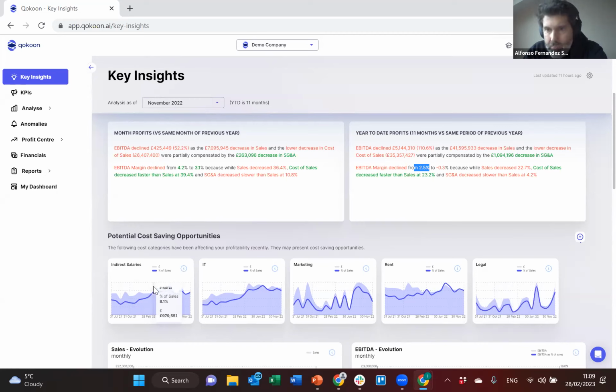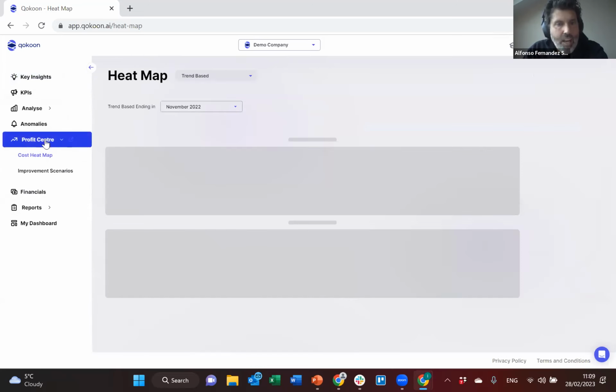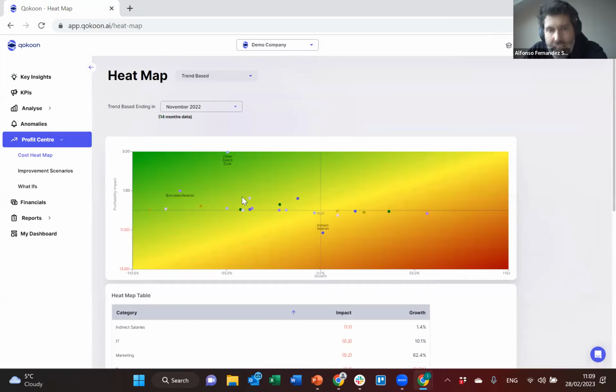You see how all of them have been increasing recently? So we tell you, be careful with these costs because they're affecting your profitability. They're candidates for cost savings, basically. And based on this algorithm, if we go to the profit center, we place all your cost categories in a heat map according to how they're affecting your profitability, negatively or positively.